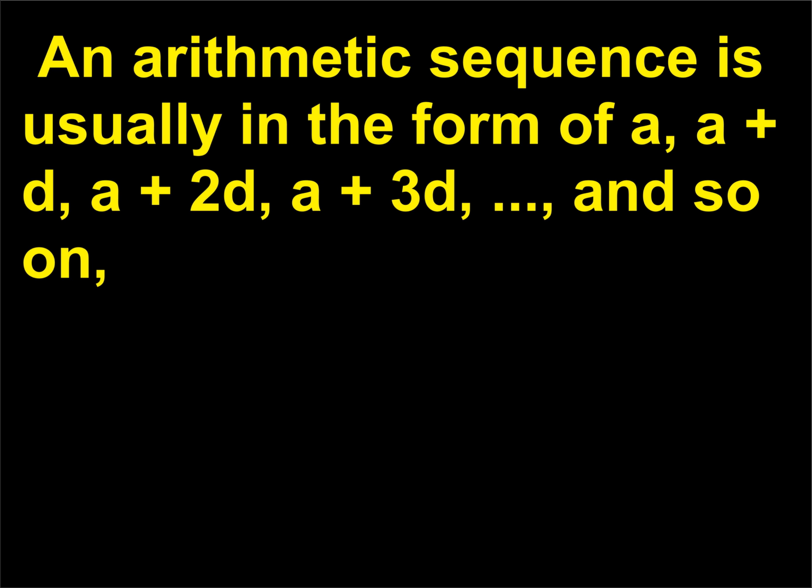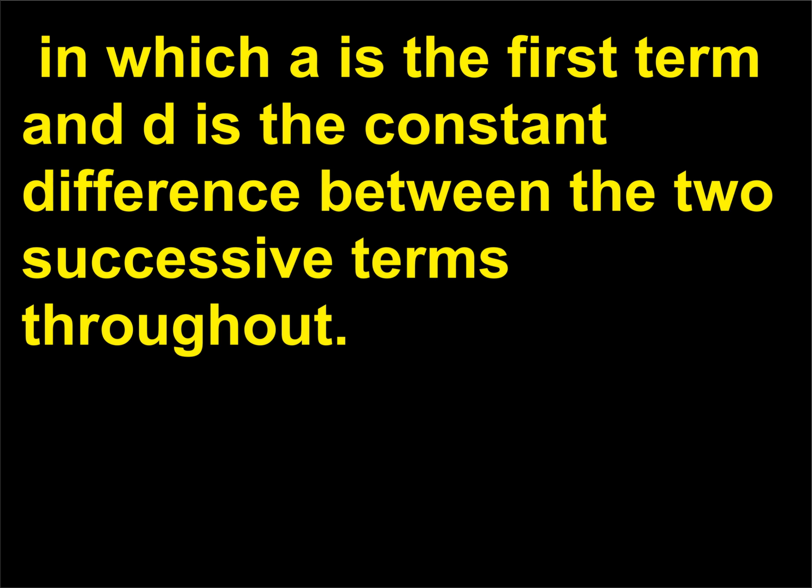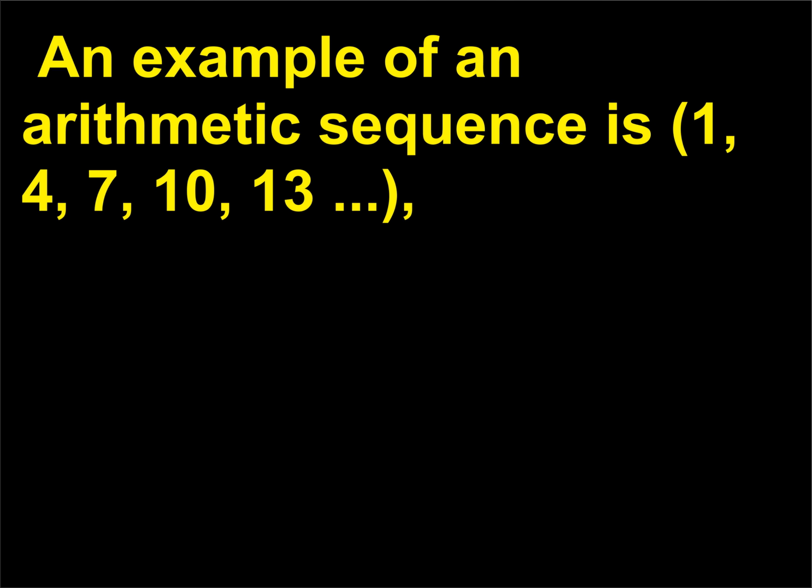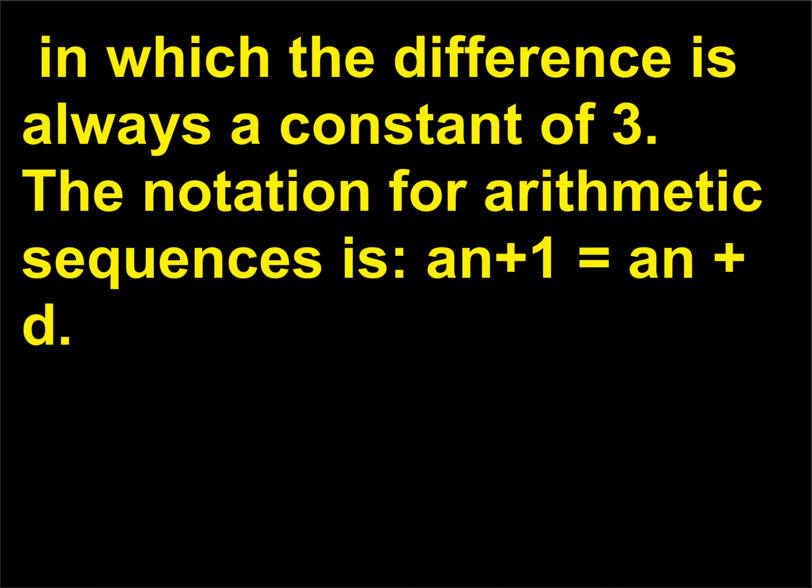An arithmetic sequence is usually in the form of a and d, a plus 2d, a plus 3d, and so on, in which a is the first term and d is the constant difference between the two successive terms throughout. An example of an arithmetic sequence is 1, 4, 7, 10, 13, in which the difference is always a constant of 3. The notation for arithmetic sequences is n plus 1 equals n plus d.